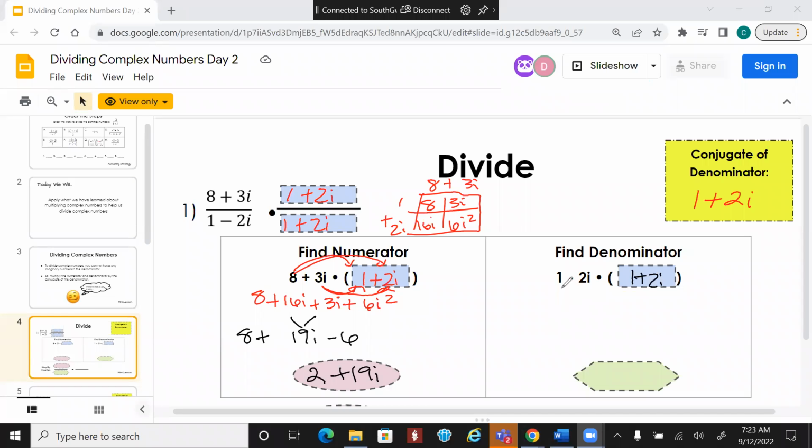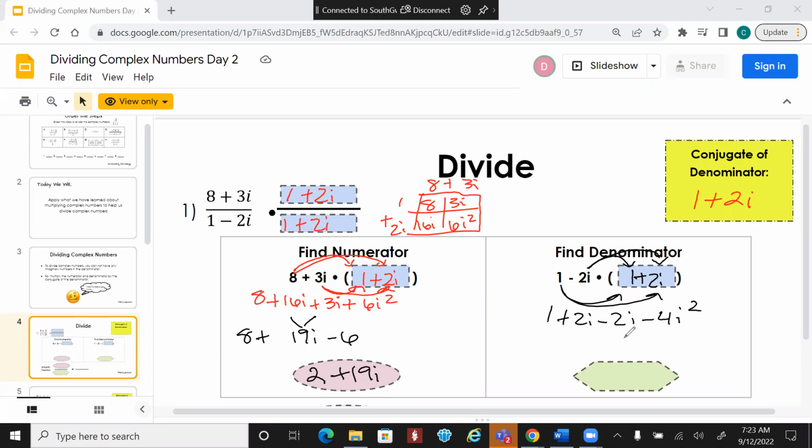So when I multiply this out, I'm going to get 1 times 1, which is going to give us 1. 1 times 2i, which is going to give us 2i. Negative 2i times 1 is negative 2i. And negative 2i times 2i is going to give us negative 4i squared. Notice how I share it with each piece. I don't just multiply one of these things. I do every single part.